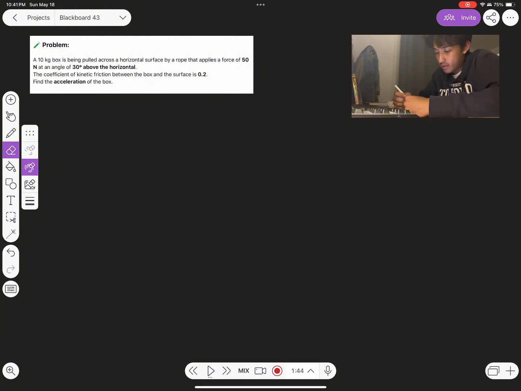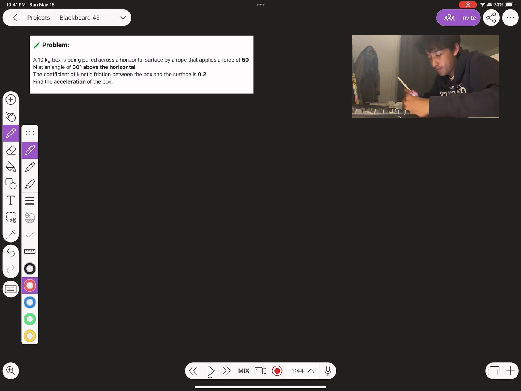So a 10-kilogram box is being pulled across a horizontal surface by a rope that applies a force of 50 newtons at an angle of 30 degrees above the horizontal. The coefficient of kinetic friction between the box and the surface is 0.2. Find the acceleration of the box. Now we know what we're trying to look for, which is the acceleration of the box. But how do we get there?